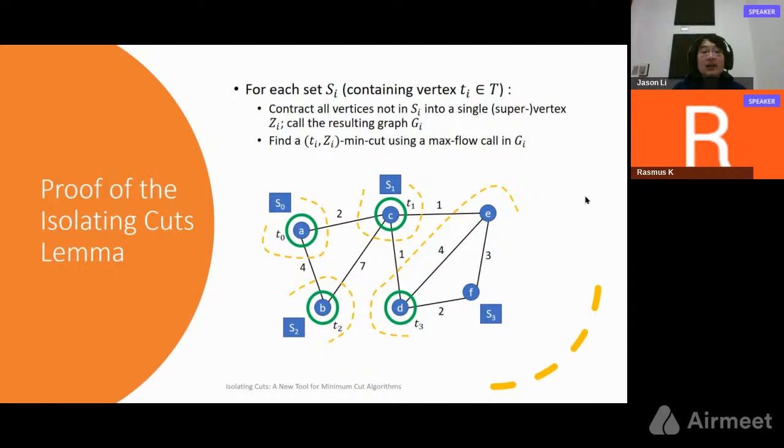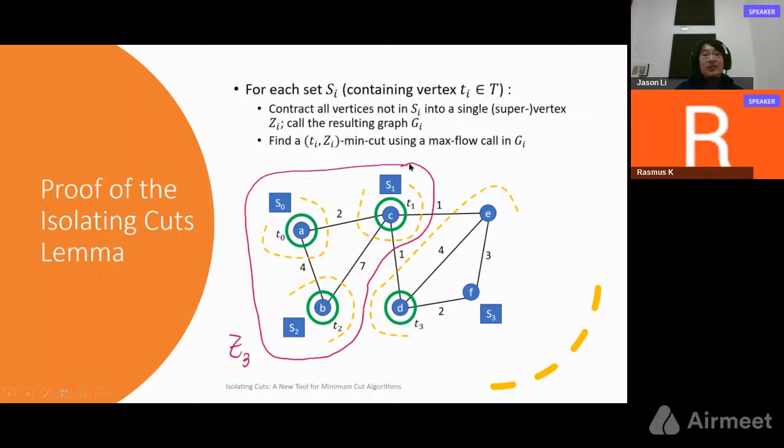Okay. So now we're essentially left with a bunch of disjoint connected components of the graph minus the min cuts. And now from here, we want to get the set of isolating cuts. So the next step is, for each set Si, define Si to be each of the connected components in the graph minus the min cuts. We imagine contracting all the vertices not in Si into a single super vertex, call it Zi, and call the resulting graph Gi. So now in this graph, let's compute a Ti, Zi min cut using a max flow call.